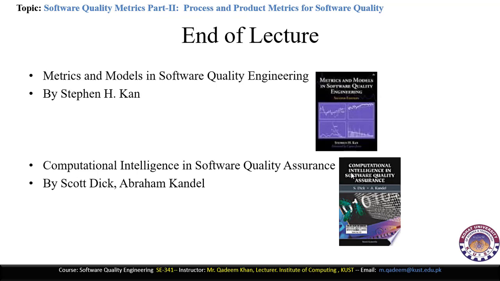Dear students, this is the end of this lecture. These are two very good books you should study: Metrics and Models in Software Quality Engineering by Stephen H. Kan, and Computational Intelligence in Software Quality Assurance by Scott Dick and Abraham Kandel. I hope you will enjoy these books and gain more knowledge when you read them.